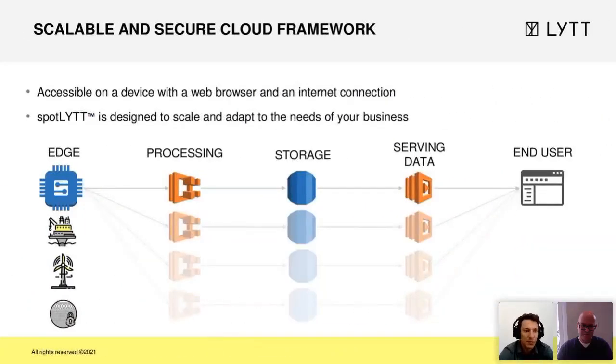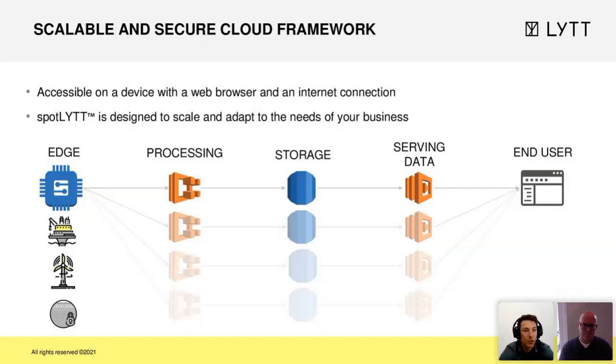Okay, next I'm going to speak a little bit about some of the advantages we get from using the cloud. So first up, spotLYTT is a modern web application. And what this means is that you can access it anywhere, anytime, on any device that has a web browser and an internet connection. This means that you don't have to worry about downloading desktop software or making sure you have the right license on the right machine or downloading data before you're able to view it. All of this is handled smoothly by the cloud itself.